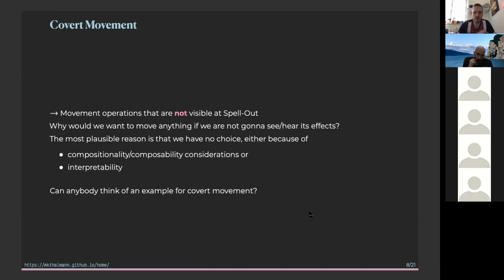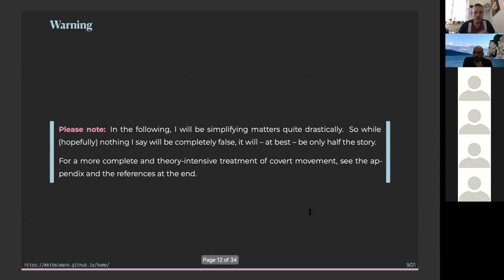Before we go on, there's a little disclaimer. I will be simplifying a lot of this. There's actually more to this, but I have an appendix, and I think Danny will upload the slides. So you can have a look at the appendix, where it's a bit more in depth and a bit more correct. But for expository reasons, I'll be very brief and simplify quite a bit.